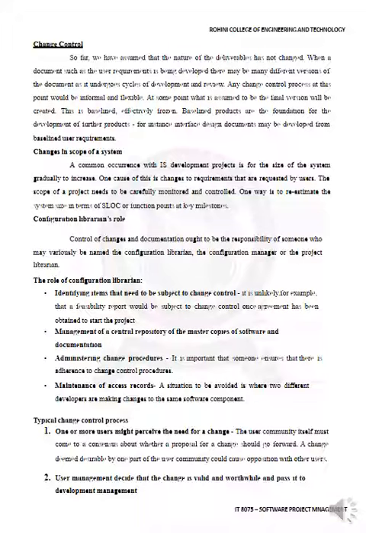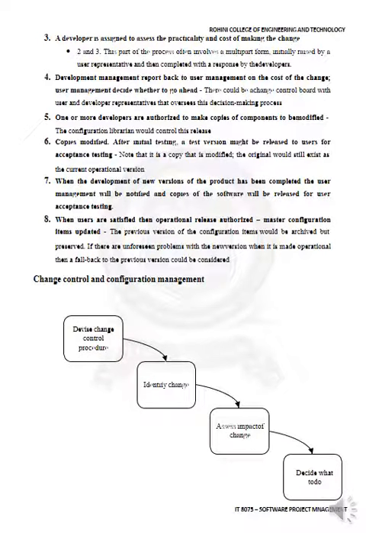Typical change control process: one or more users might perceive the need for a change. User management decides that the change is valid and worthwhile. A developer is assigned to assess the practicality and the cost of making the changes. So that is diagrammatically shown. Change control procedure: identify what is to be changed, assess the impact of the change, decide what to do.